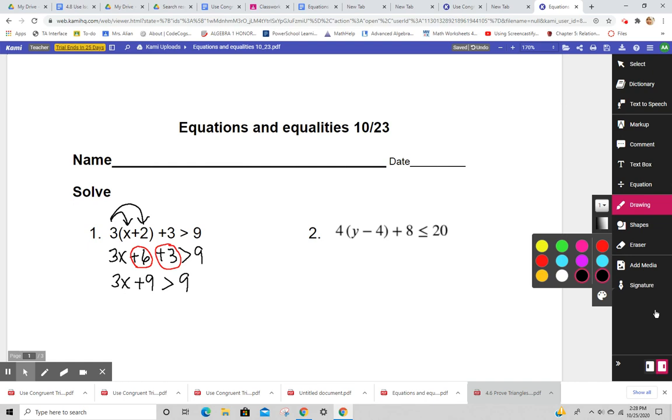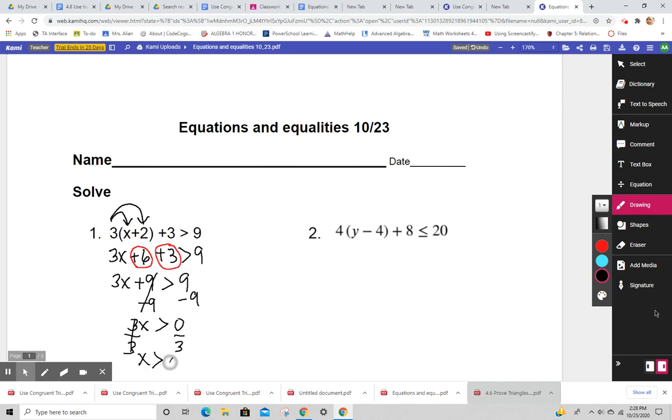Now we want to solve for x. So we're going to start isolating for x. Subtract 9 from both sides. We'll have 3x is greater than 0. Divide both sides by 3, and x is greater than 0.